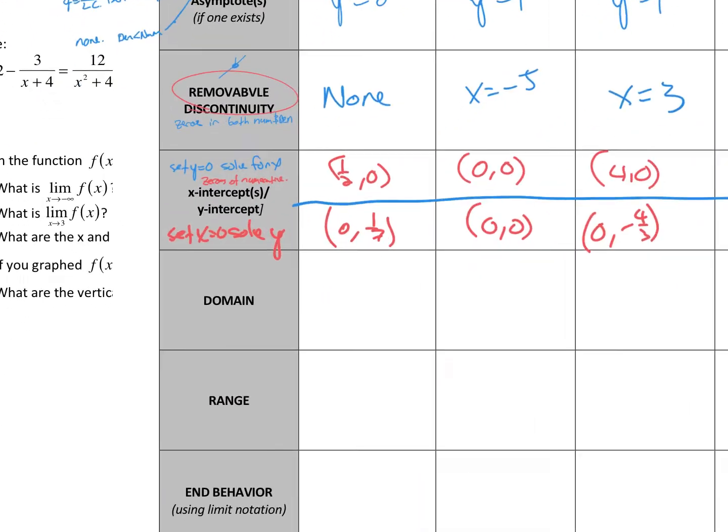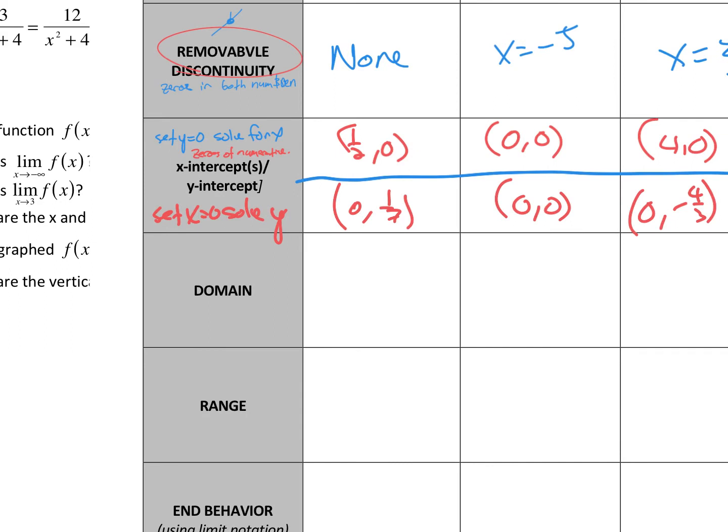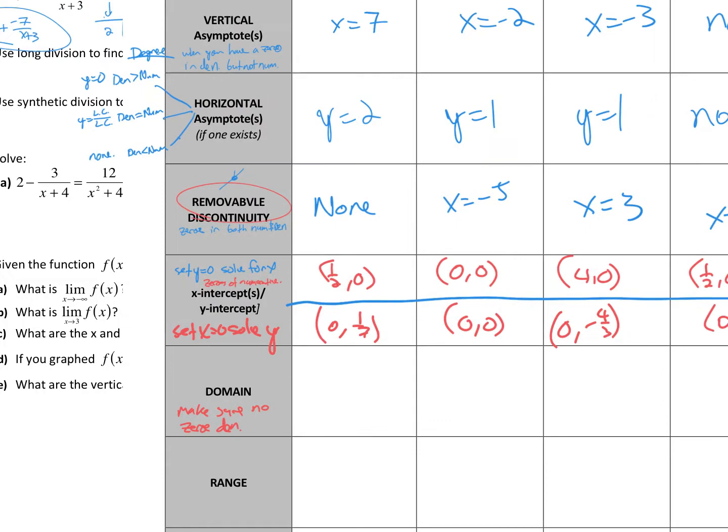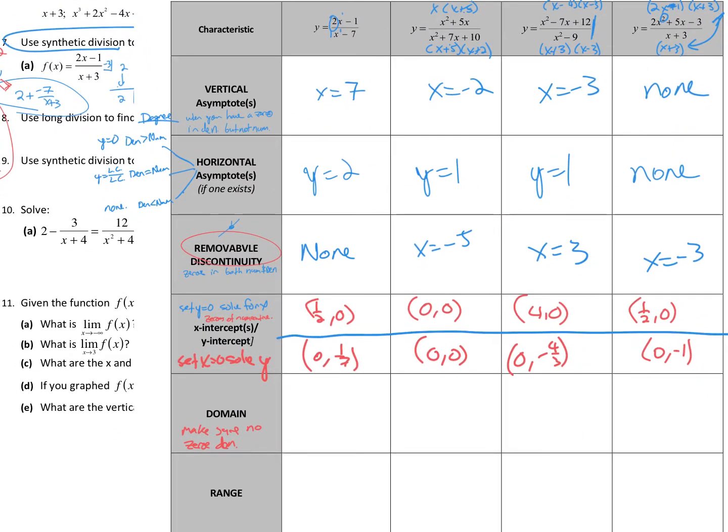Domain. Domain, in these cases, is basically make sure we don't have the 0 in the denominator. Make sure no 0 in denominator. Okay, when you have 0 in the denominator, that is a big no-no. That's where we run into an issue and you can't have that as a possible x value. So in this case, we're looking at basically a combination of both removable discontinuities and vertical asymptotes.